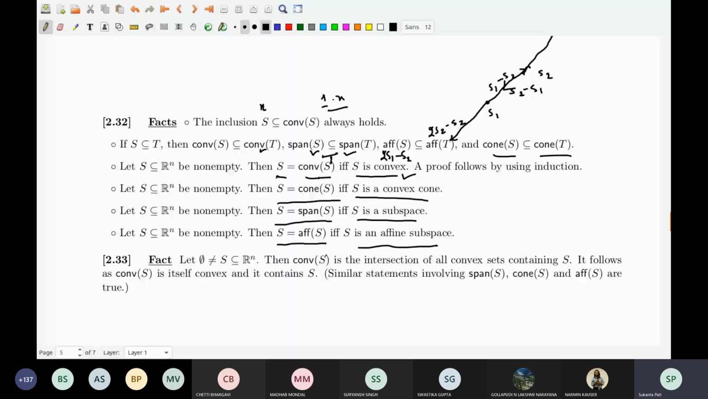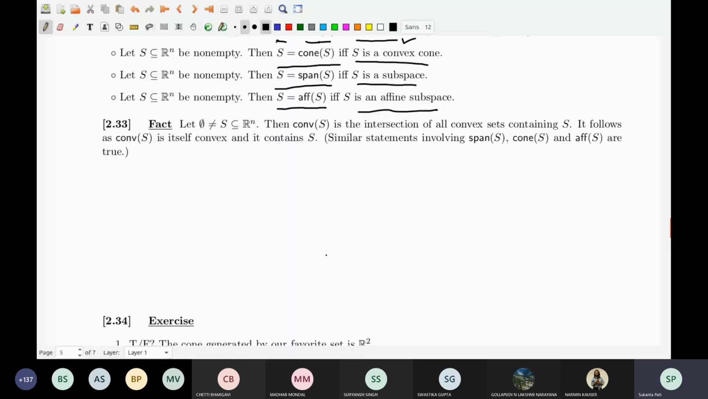See, imagine one set S and a convex set that contains S. Because this convex set contains S, and the big set is convex, it will also contain any convex combination of points of S. So suppose I have a big set over here, and it is given to be convex. It contains S somewhere here, maybe S contains a few points. This is the big set T, and T is given to be convex.